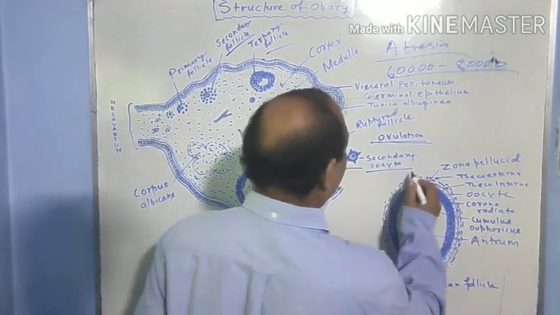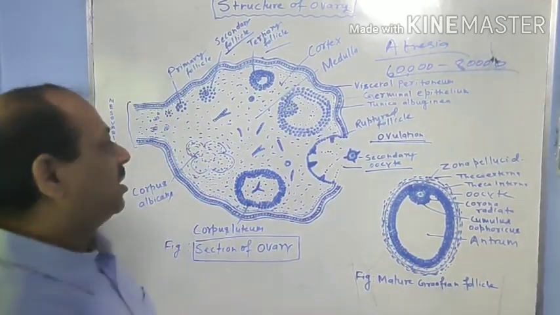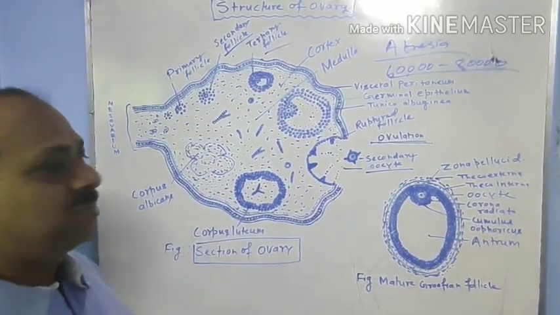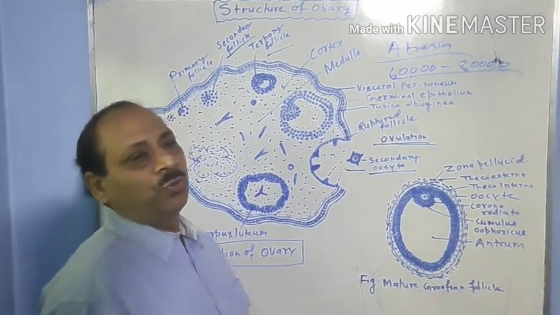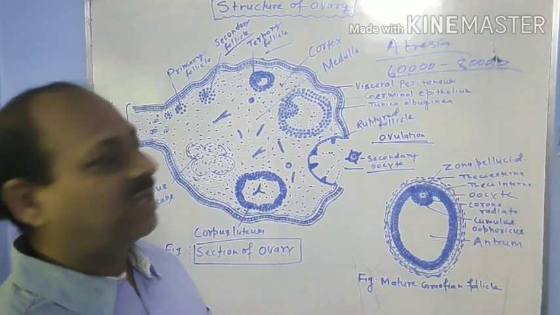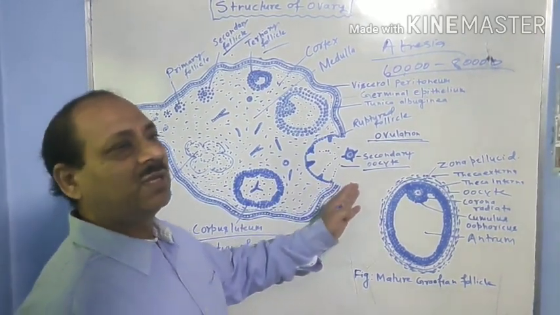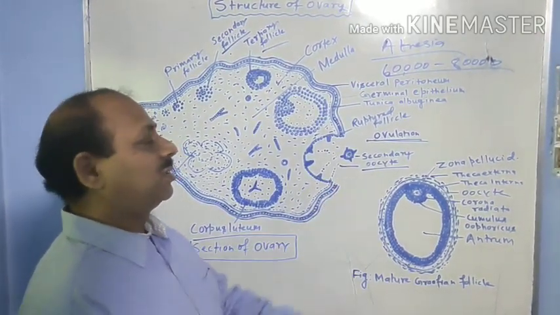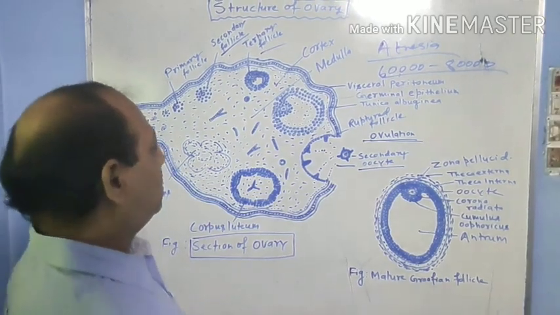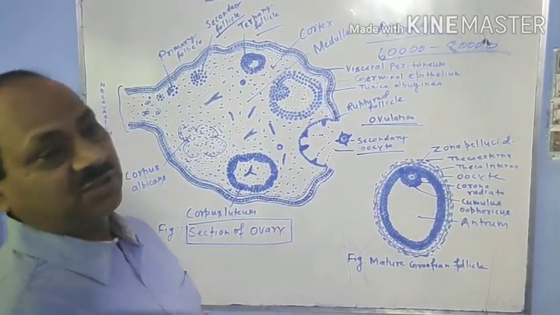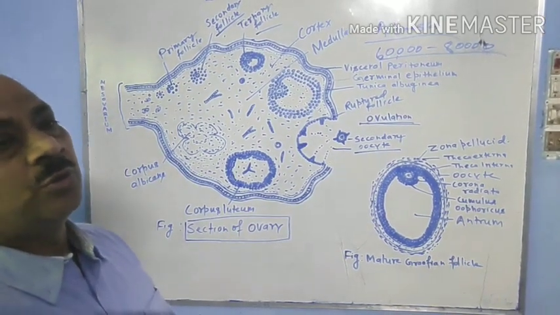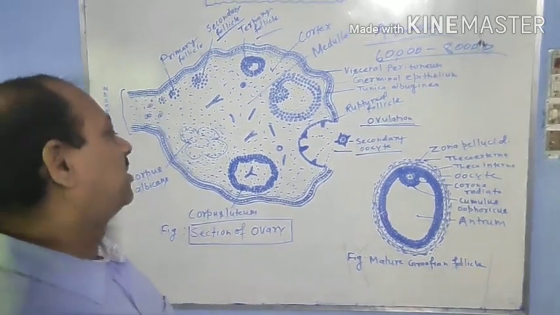Secondary oocyte is converted into ovum in the fallopian tube when sperm enters the secondary oocyte, and its second meiosis completes in fallopian tube during fertilization.